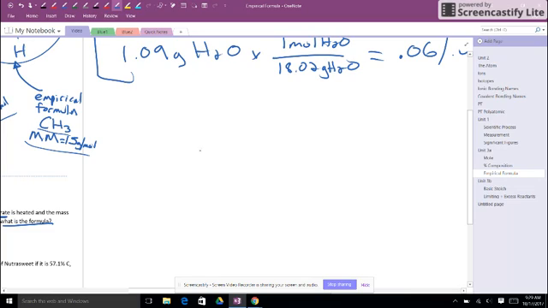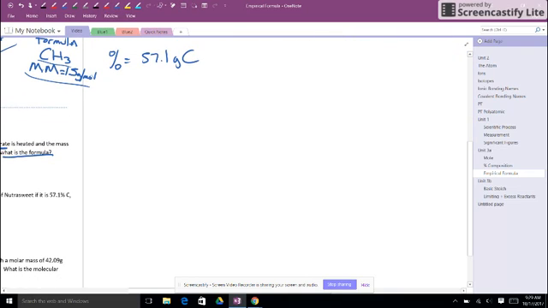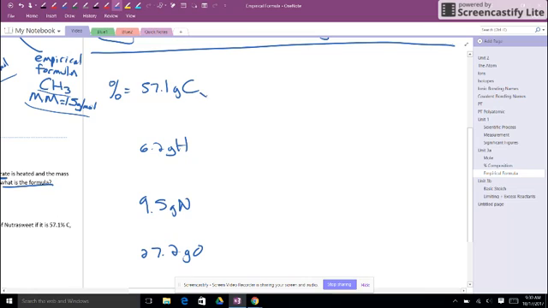Let's look at question 2 now. Calculate the molar mass of NutraSweet if it's 57% carbon, 6.2% hydrogen, 9.5% nitrogen, and 27.2% oxygen. So remember, our tip is to always just turn these percentages into grams and assume we have a 100-gram sample. So that would mean we have 57.1 grams of carbon in this hypothetical 100-gram compound. We have 6.2 grams of hydrogen, 9.5 grams of nitrogen, and 27.2 grams of oxygen. First step, let's always turn these grams into moles.